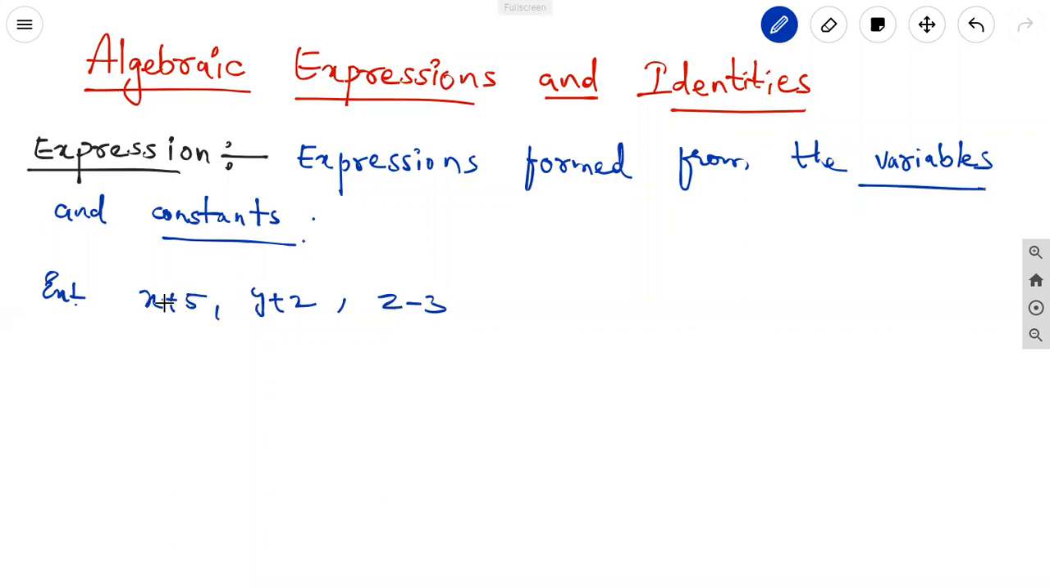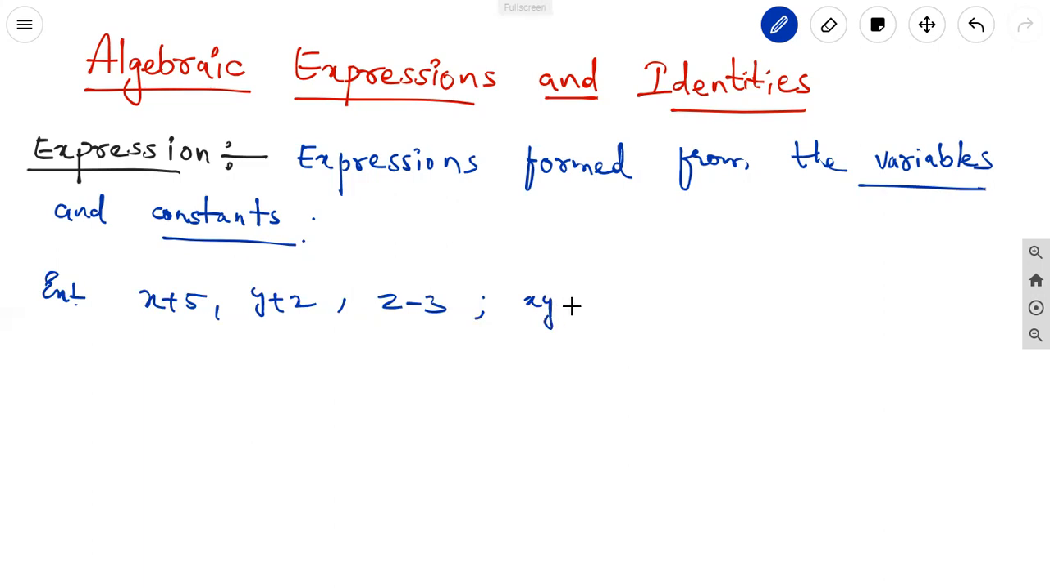In the first expression, the variable is x and the constant is 5. In the second expression, the variable is y and the constant is 2. In the third expression, the variable is z and minus 3 is the constant. So the variables are taken as small alphabets, and constants. An expression can also be expressed in more variables, that is, more than one variable.